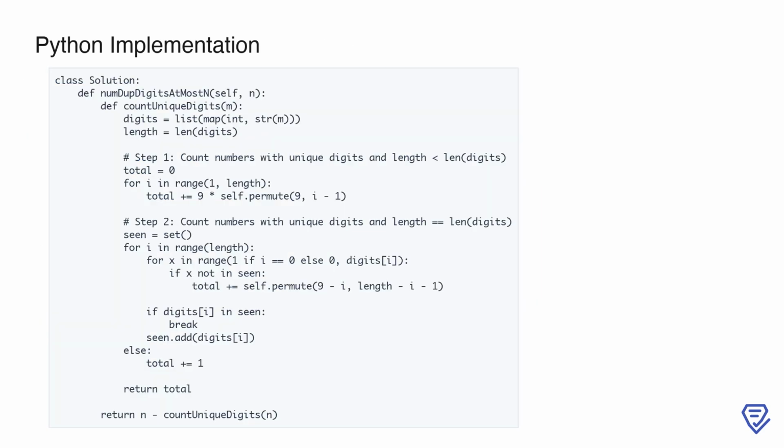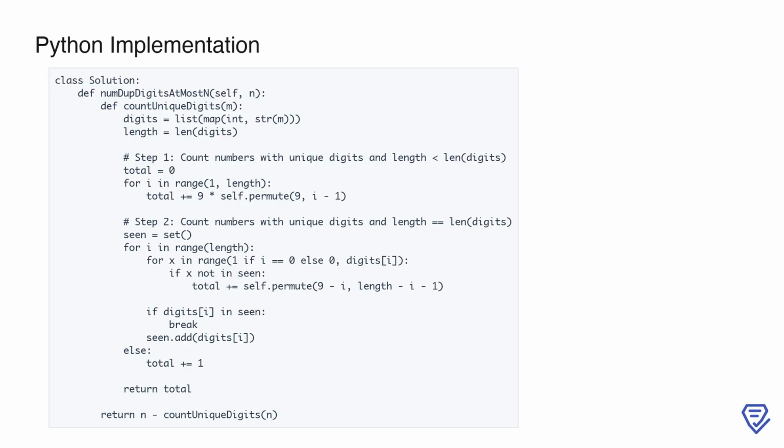Here, we define a Python class called Solution and implement the function numDupDigitsAtMostN, which calculates the count of numbers with repeated digits up to a given number n. Within this function, there's a helper method called countUniqueDigits that determines how many numbers with unique digits exist from 1 to m. To begin, the digits of m are extracted into a list, and its length is stored.